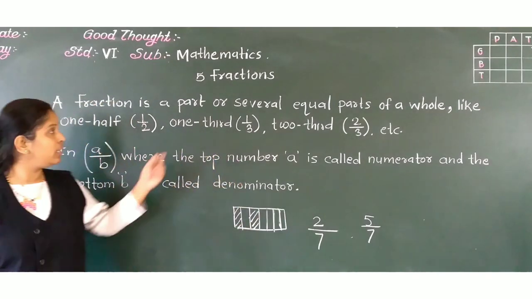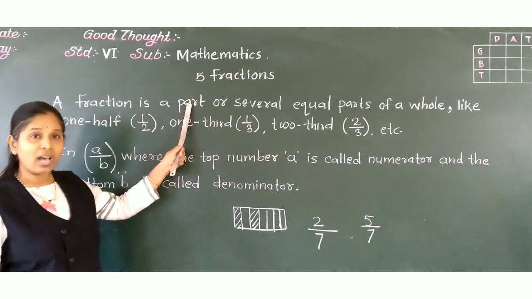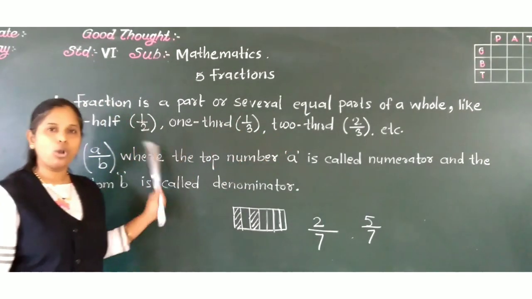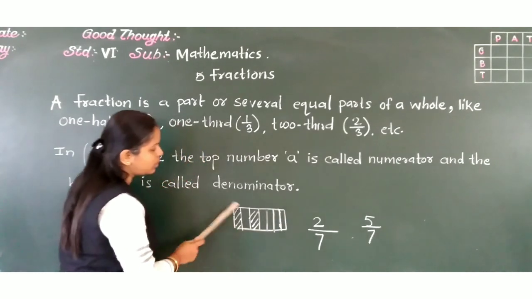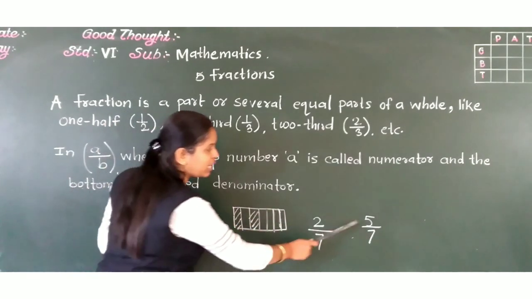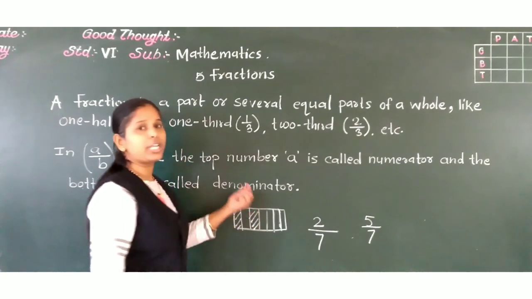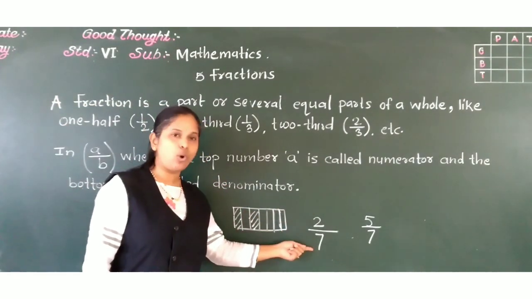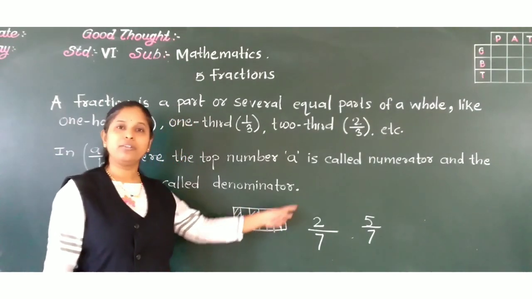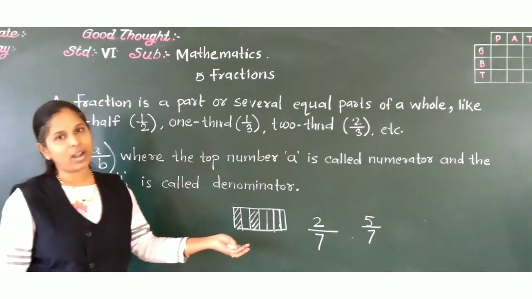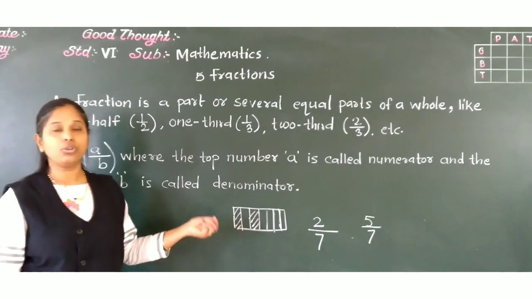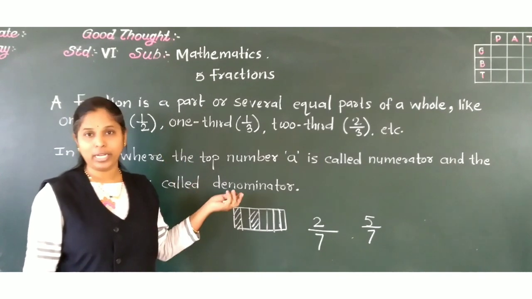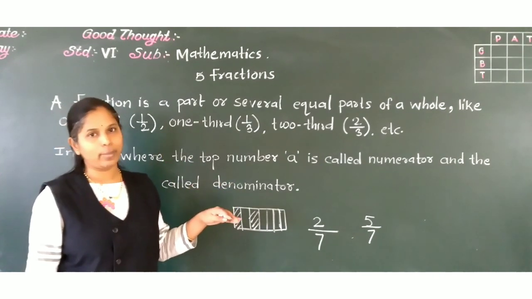That's why it is written, a fraction is a part or several equal parts of a whole. This is a whole. If we are taking two shaded parts, then the fraction will be 2 upon 7, and the remaining will be 5 upon 7, the fraction of the unshaded part. So did you understand the meaning of fraction? What is meant by numerator and what is meant by denominator?